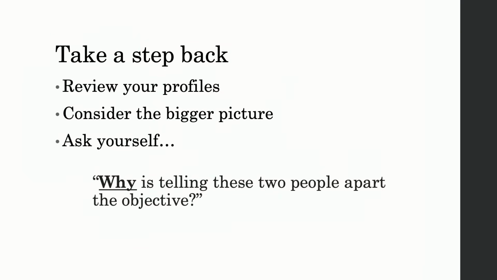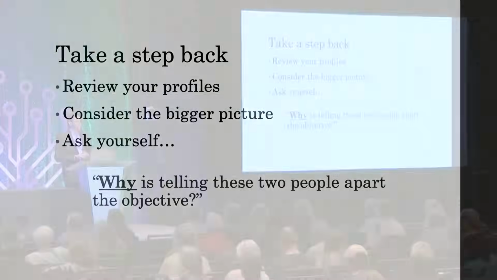Take a step back from your research, from the John Jones or the William Smiths or the Sarah Browns that you're trying to figure out which one is your ancestor. Take a step back and review your profiles and look at a much larger or more impactful picture and ask yourself, why is telling those two people apart my objective? Why is it so important to me that I know which person is my ancestor?